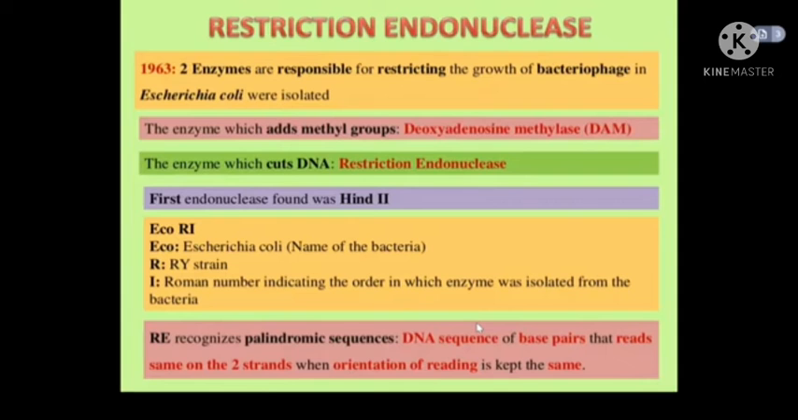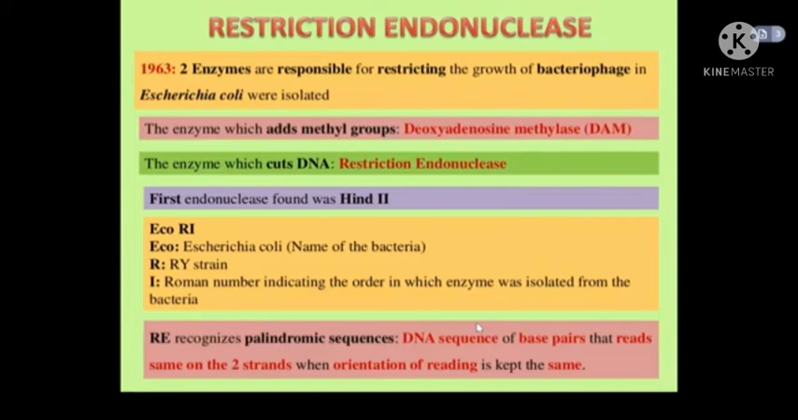There are so many types of restriction endonucleases. EcoRI, it is from Escherichia coli. So that particular bacteria is used as a source of restriction endonuclease here. RY strain, so many things. You need not study all the details, but just know that this enzyme restriction endonuclease is used to cut the DNA at specific places.